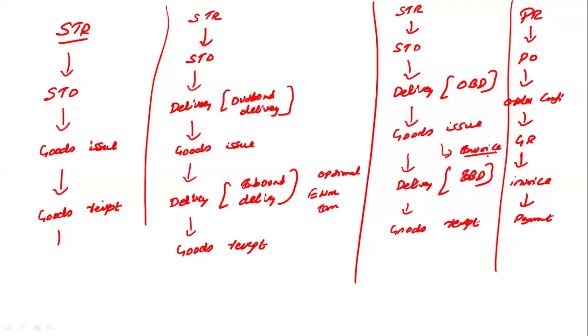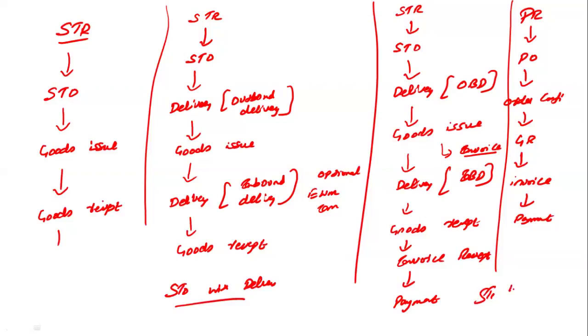As there is an invoice coming in, the payment also happens here. This invoice gets posted. I can call it invoice receipt, and the payment happens. Okay, so this is a regular STO process. This is an STO with delivery. This is STO with delivery and invoice.